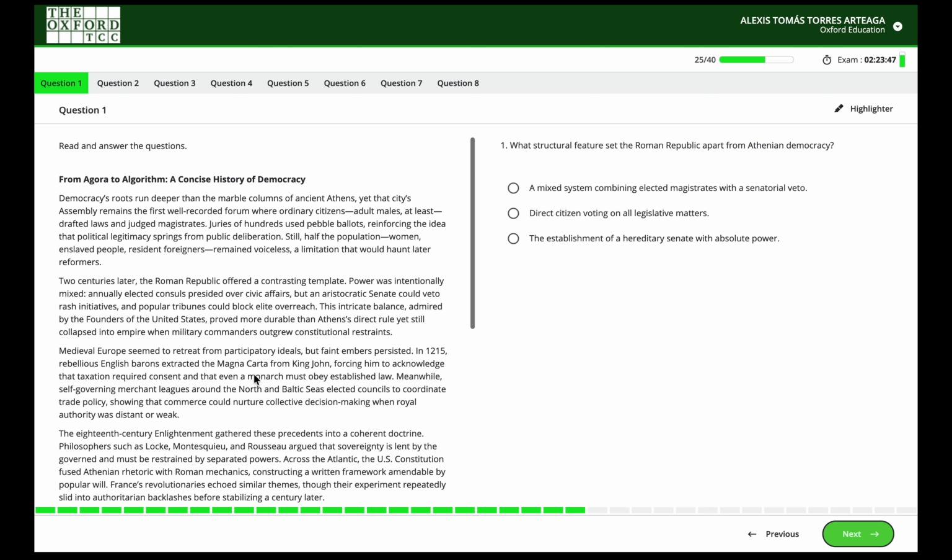From agora to algorithm, a concise history of democracy. Democracy's roots run deeper than the marble columns of ancient Athens. Yet the city's assembly remains the first well-recorded forum where ordinary citizens, adult males at least, drafted laws and judged magistrates, juries, and hundreds of pebble ballots, reinforcing the idea that political legitimacy springs from public deliberation. Still, half the population, women, enslaved people, resident foreigners, remain voiceless, a limitation that would haunt later reformers.